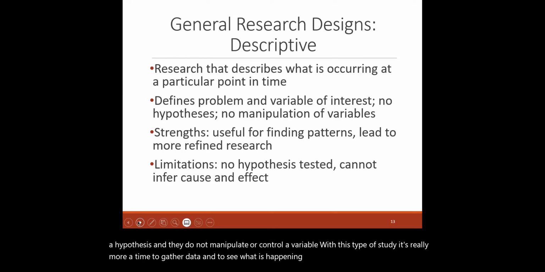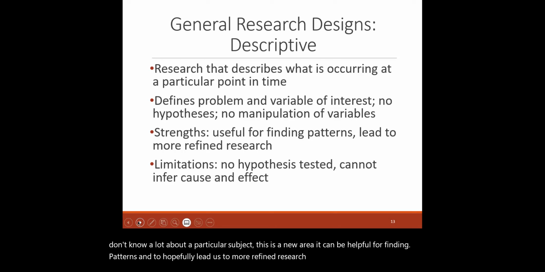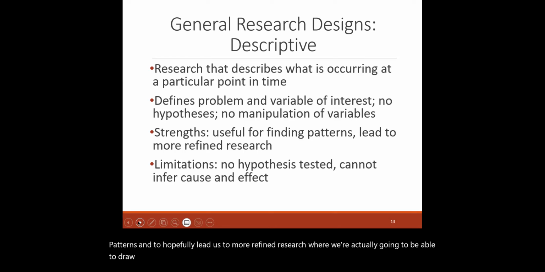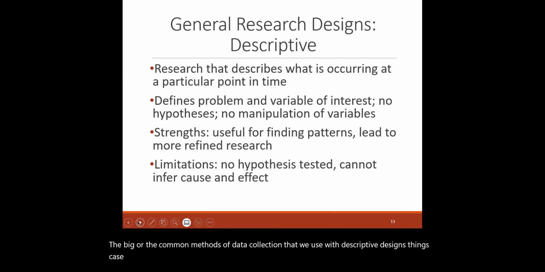And this is very useful if we don't know a lot about a particular subject, if it's a new area. It can be helpful for finding patterns and to hopefully lead us to more refined research where we're actually going to be able to draw a prediction and potentially manipulate variables. So being able to run a correlational or an experimental design. The common methods of data collection that we use with descriptive designs are things like case studies, naturalistic observation, potentially surveys, interviews, those qualitative sorts of research.